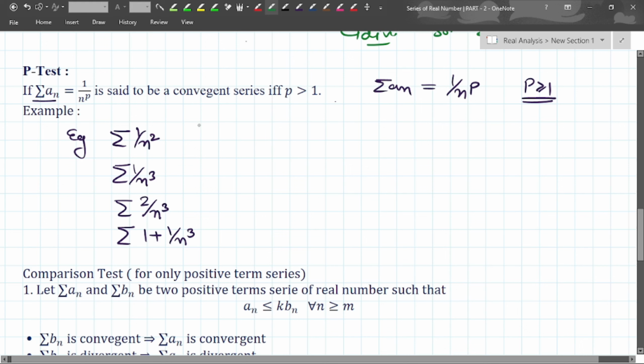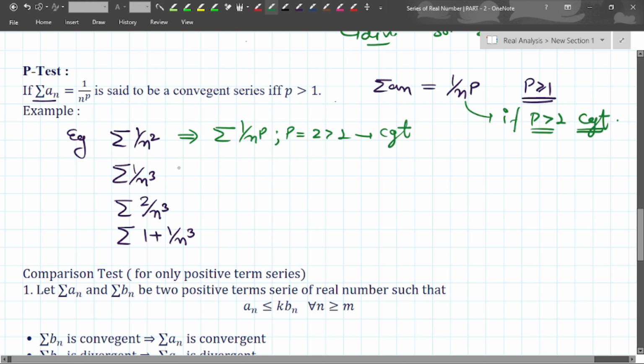Whenever you have this type of sequence, 1 over n power p, if p is greater than 1, then it is convergent. It's a simple criterion. So just compare with n power p, and here I'm getting p equals 2, which is greater than 1. It means this is convergent. What about 1 over n cube? Comparing, I get p equals 3, which is greater than 1, so it is convergent.